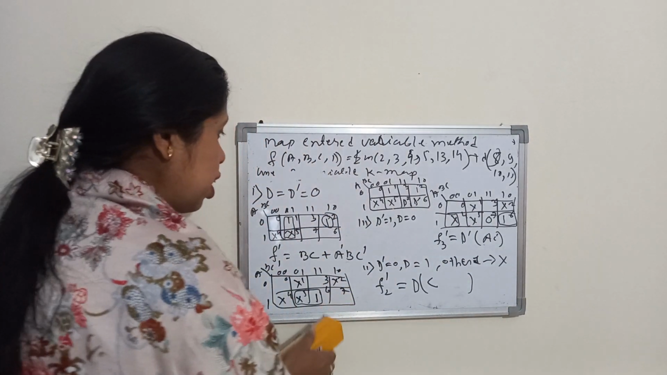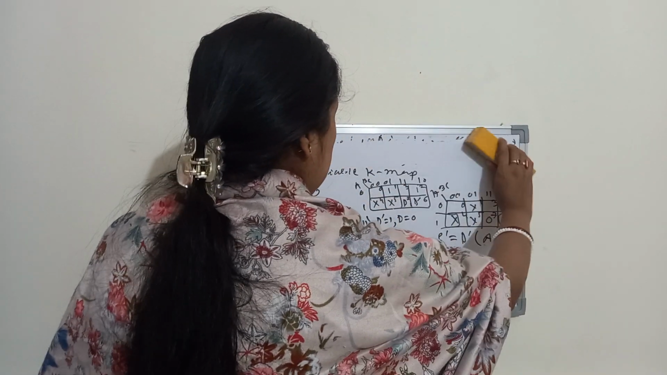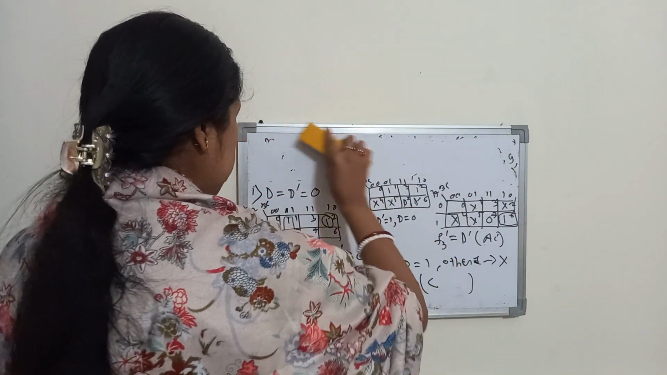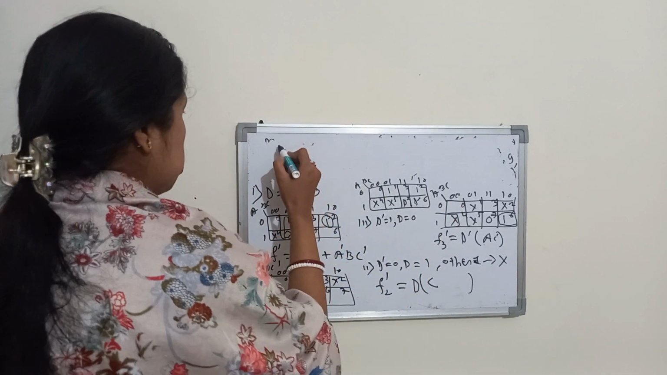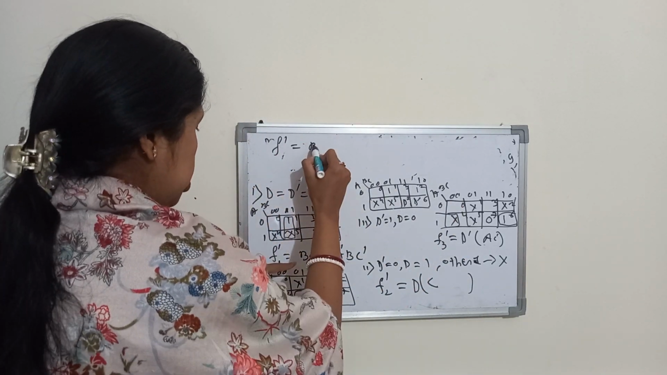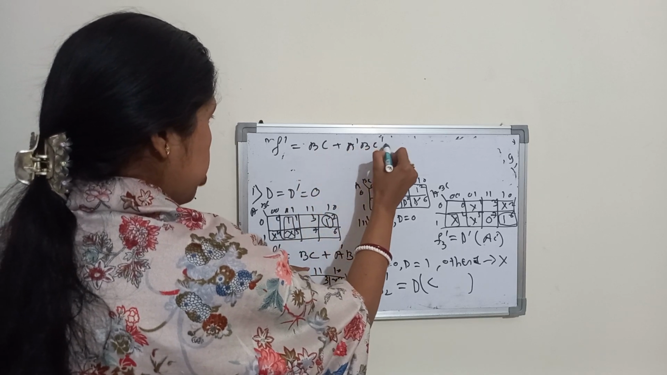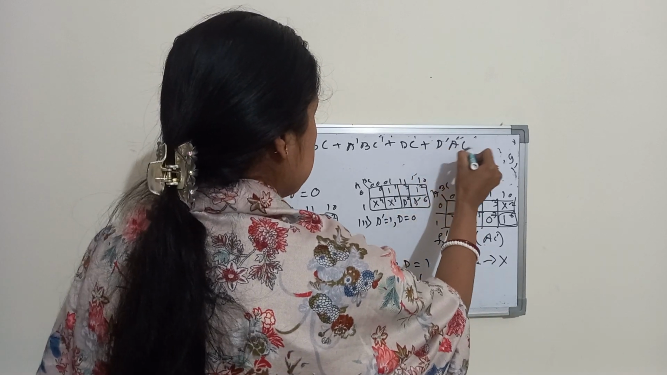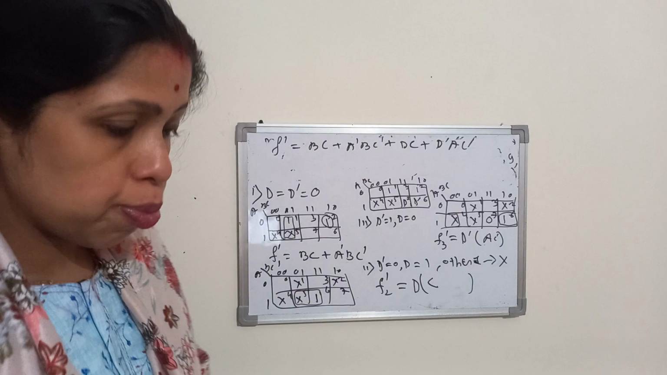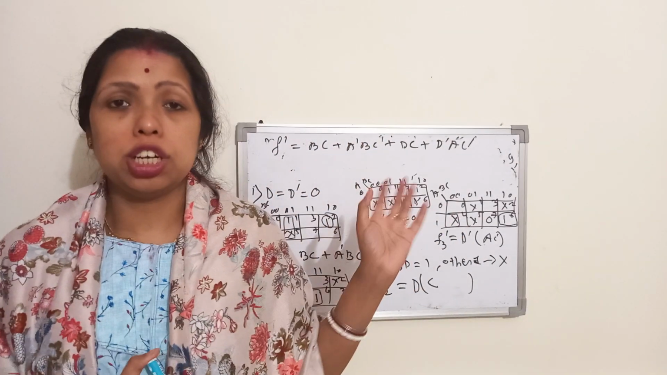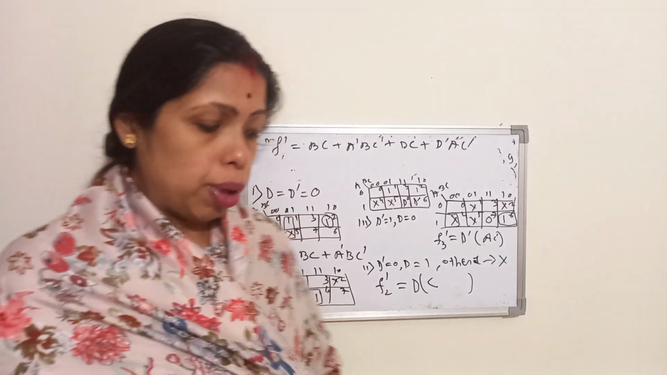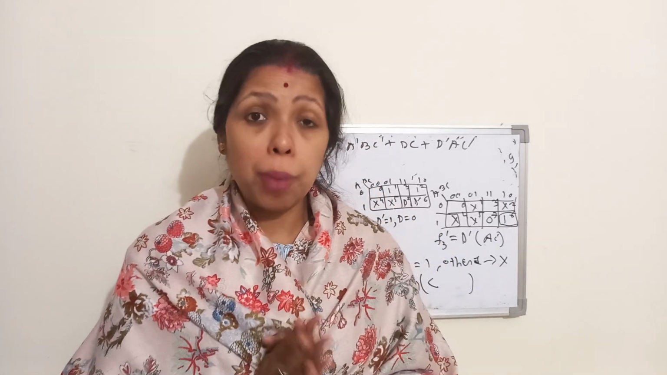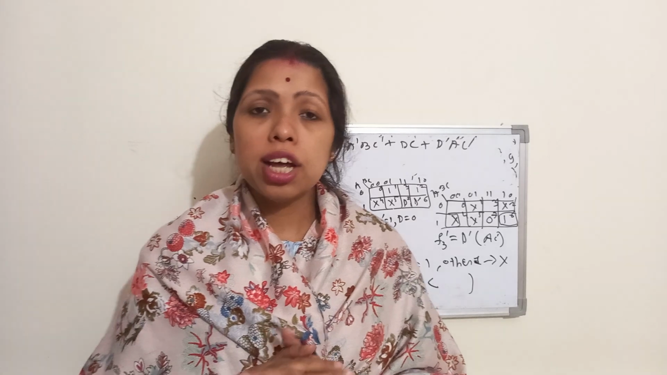So now my final expression will be like this, the addition of these three expressions. So the final expression will be f dash: bc plus a prime bc prime plus dc plus d prime a c prime. So by using the 3 variable K-map I can get the 4 variable expression without using the 4 variable K-map, right? So this is about the 4 variable K-map, and there is one procedure, the 4 variable map entered variable K-map, that I will discuss in the next class.